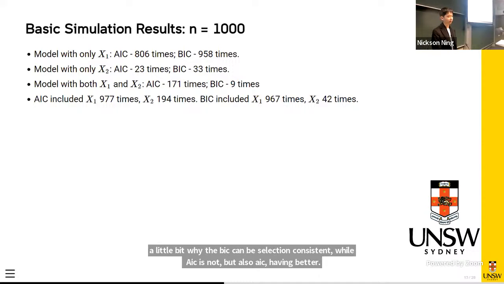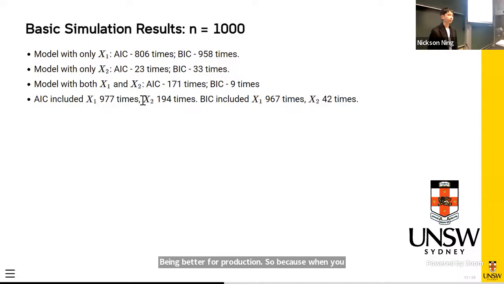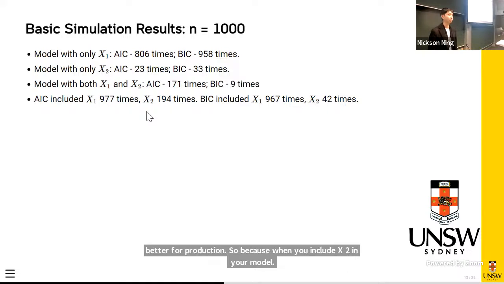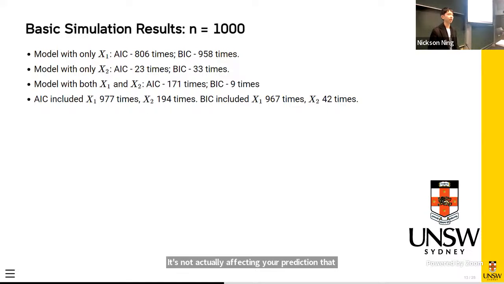Because when you include x2 in your model, it's not actually affecting your prediction that much, because you're just going to get an estimate close to 0. But when you don't include x1 in your model, that screws up your prediction a lot. So because AIC is including x1 more than BIC, that's how it's better on average in terms of prediction.